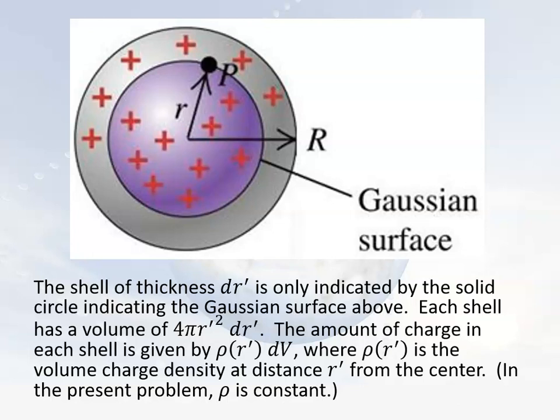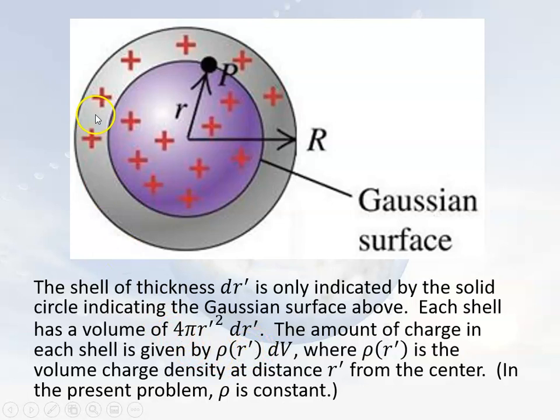Why do we care about that? Because we want to know how much charge is contained in that particular shell. And then we're going to add up all of the shells by slapping an integral sign in front of it. So the amount of charge in each shell is given by the charge density at that particular radius. Now you can see why we're using shells, because if the charge density was not constant, then it would be a function of r prime. Here it is constant, so it's just rho. But at that particular radius, it's rho of r prime.